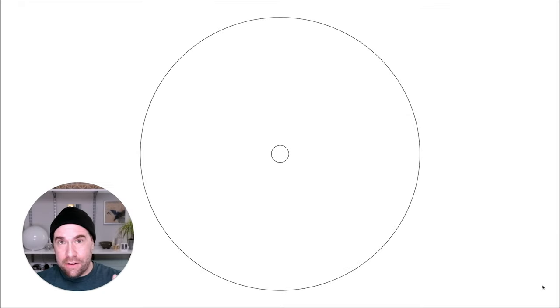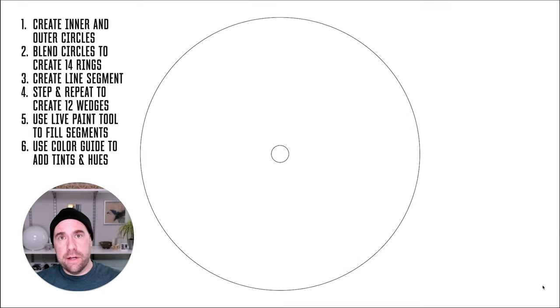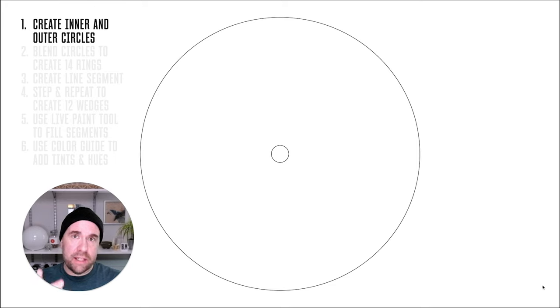We're going to break it down into 6 steps to make it a little bit easier. They have to follow in this order. So the first thing you're going to need to do is set up 2 circles like this. One of them small, one of them big. These 2 circles define your inner and outer areas.